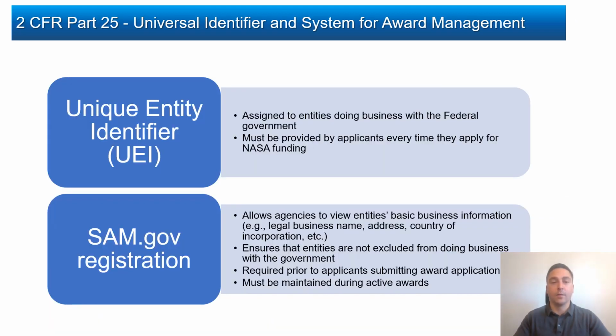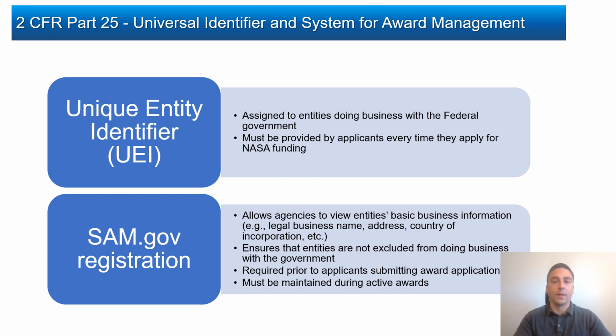2 CFR Part 25, which is titled Universal Identifier and System for Award Management, establishes the requirement that all federal award recipient entities obtain a Unique Entity Identifier, or UEI, and register within the System for Award Management, or SAM.gov. UEIs are unique numbers assigned to entities doing business with the federal government. Applicants are required to provide their UEI every time they submit an application for funding.